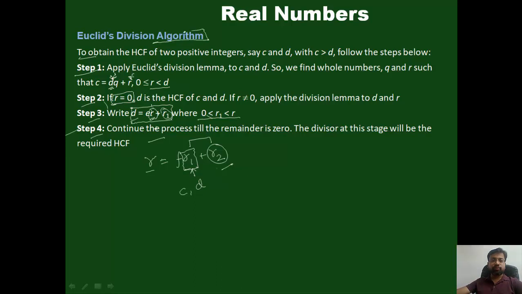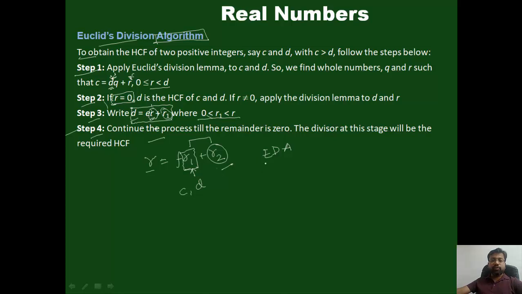Algorithm is a step-by-step process of what? Applying the Euclid's division lemma. So using Euclid's division algorithm, you are finding out the HCF of two numbers. You can also alternatively say that you are using the Euclid's division lemma. But lemma and algorithm, although they are used interchangeably, are not the same.